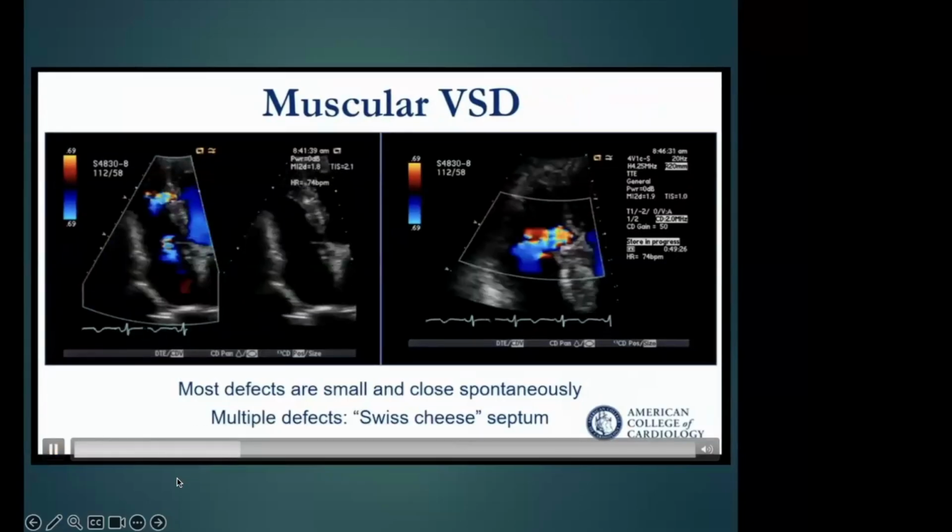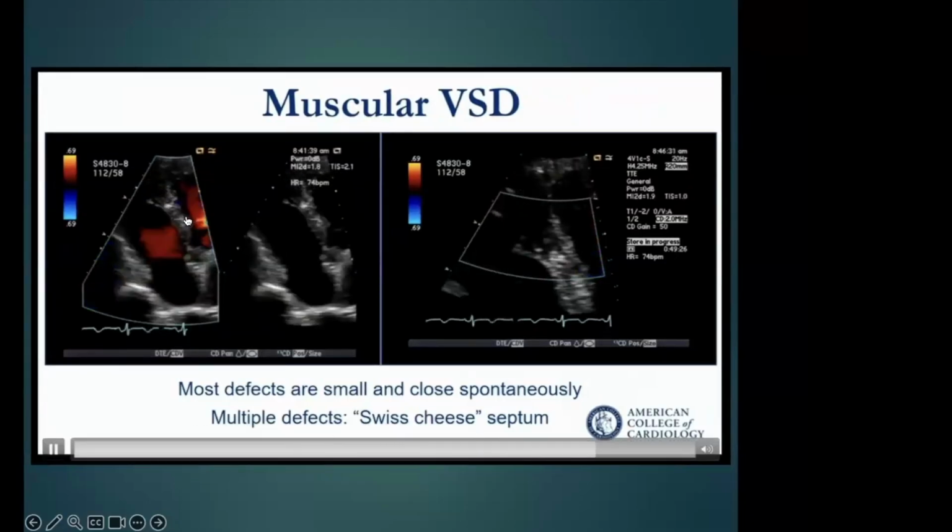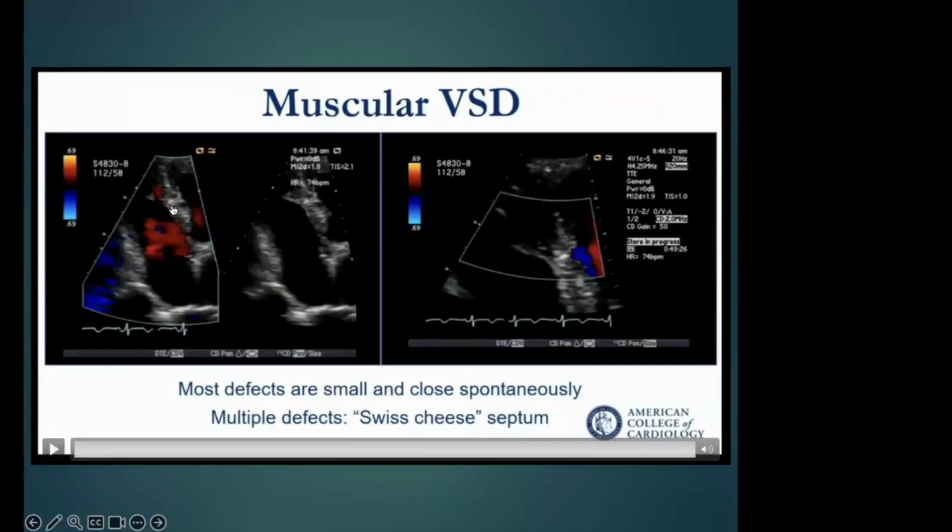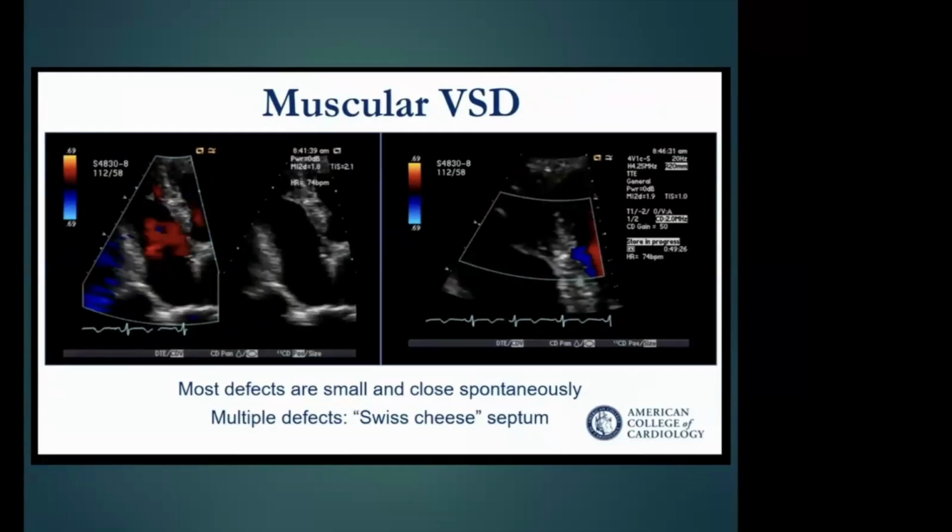Muscular defects are a little bit easier to identify just because they're much lower down the septum, and they usually don't cross in a variety of different planes as opposed to the other ones near either the AV valves or the aortic and pulmonary valves.